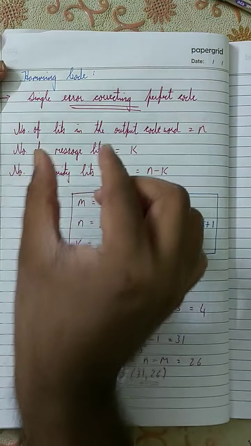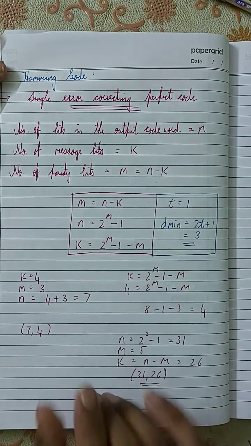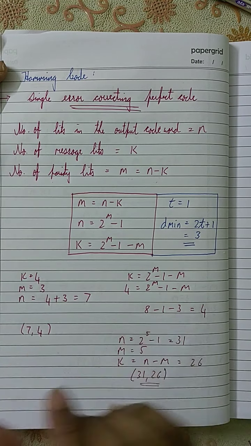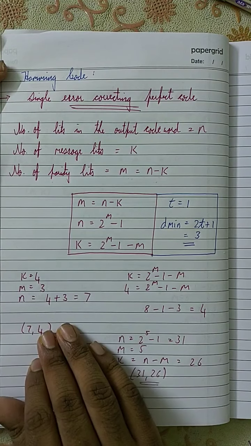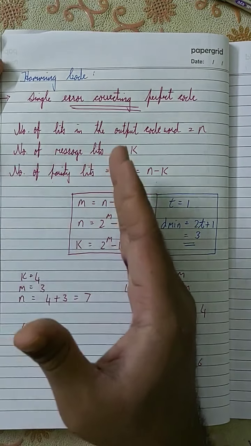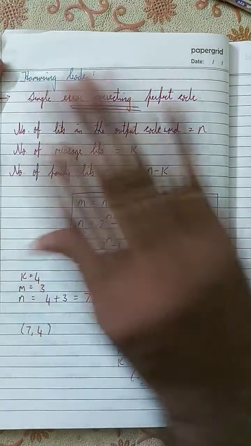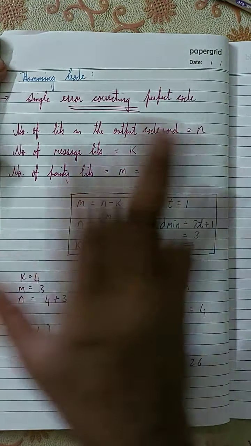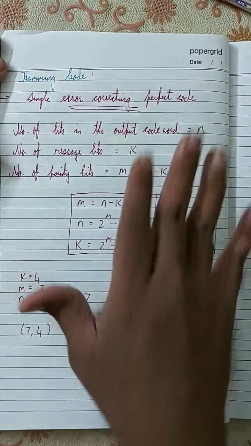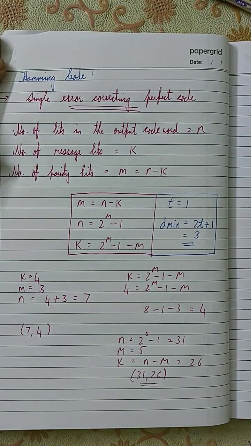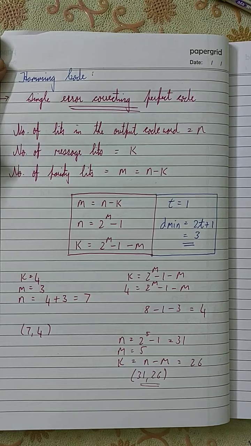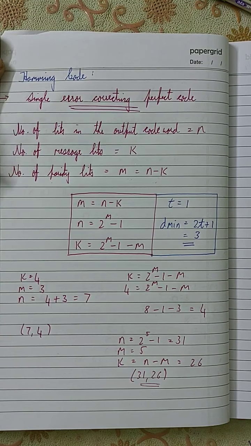The message bits are also part of the output code word. It's also part of the output code. So that is called systematic. We can define the systematic Hamming code as exactly the same as your systematic linear block code. The concept, the theory, everything related to it is exactly the same. When you design a systematic Hamming code, you are actually designing a systematic linear block code.